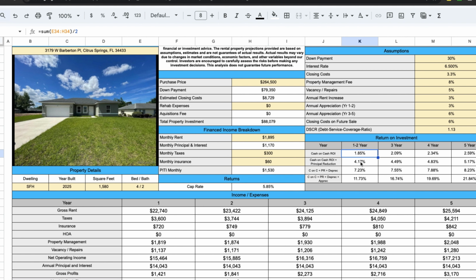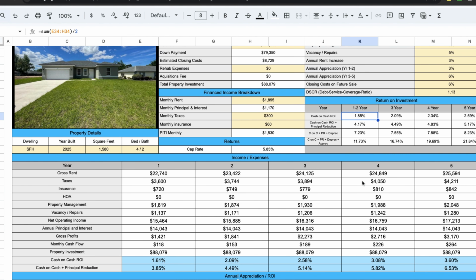Right below that, we're going to see that cash on cash return on investment with the principal reduction in the loan balance is going to be around 4.17%. And then when you factor in that you can add in depreciation, like there's depreciation expense as well, that brings your return on investment up to 7.23%. And then when you add in the appreciation with all those other factors, it comes out to 11.73% return on investment, which is pretty strong.